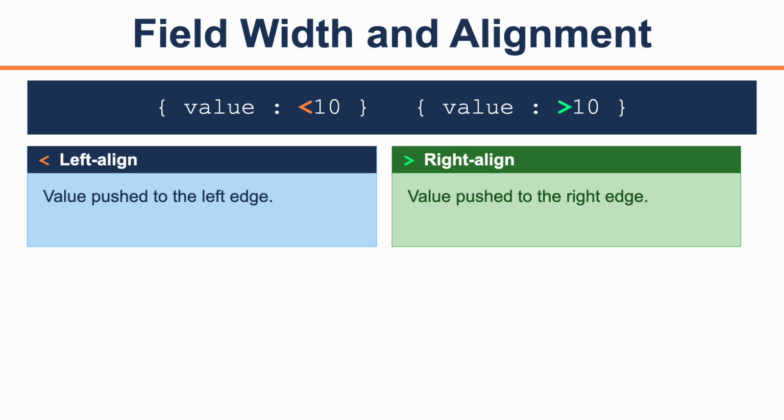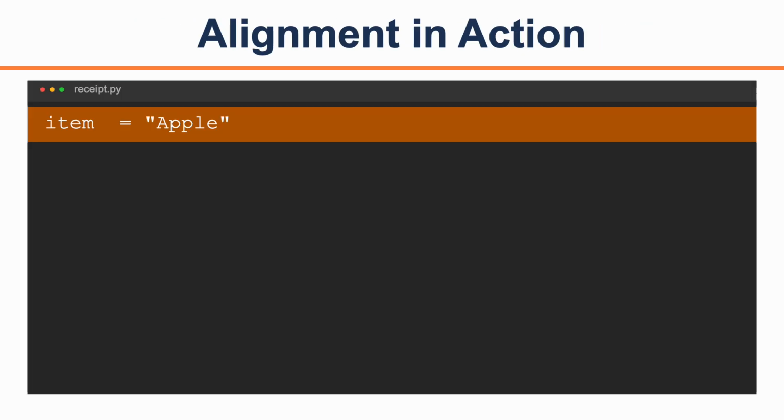Field width and alignment let you control how much space a value takes inside a string. The less than symbol left aligns a value in a given number of characters. The greater than symbol right aligns it. This is useful for displaying data in neat columns. This code sequence builds a column layout using field width and alignment.